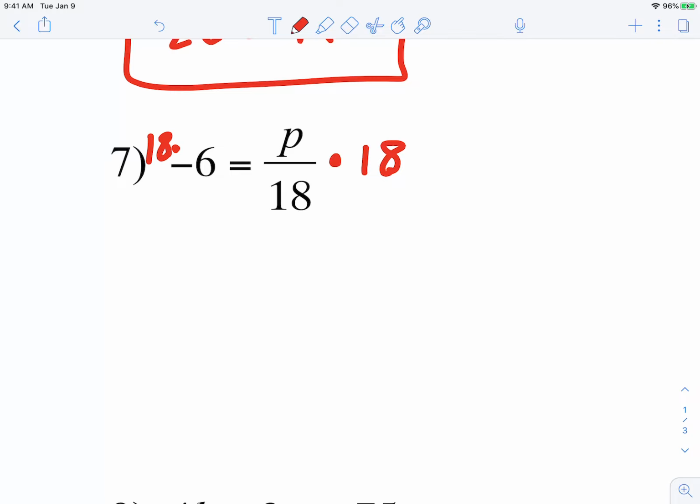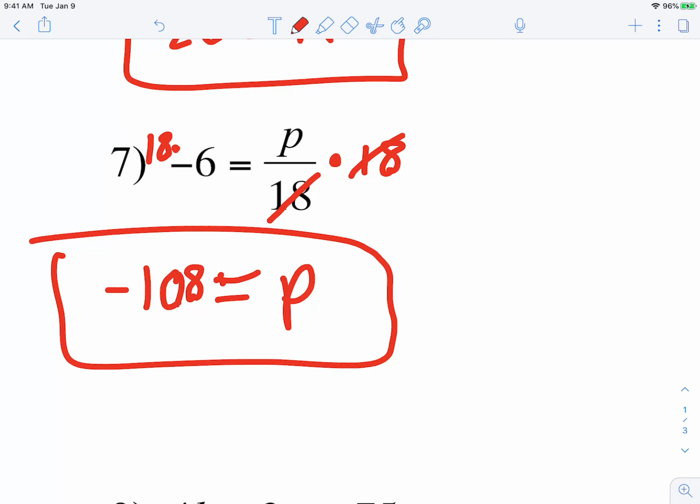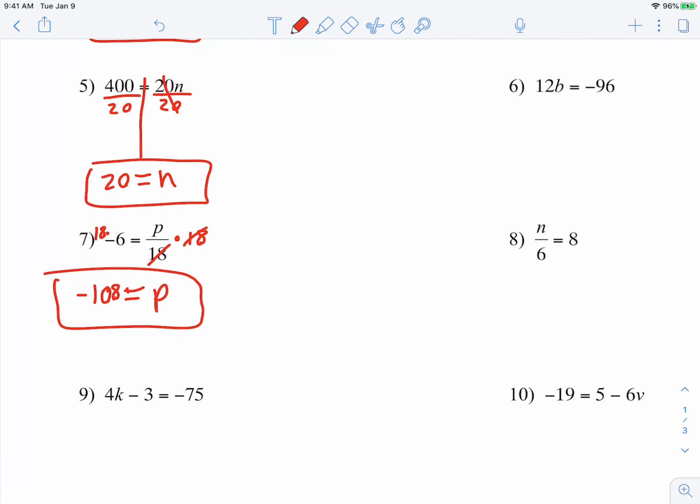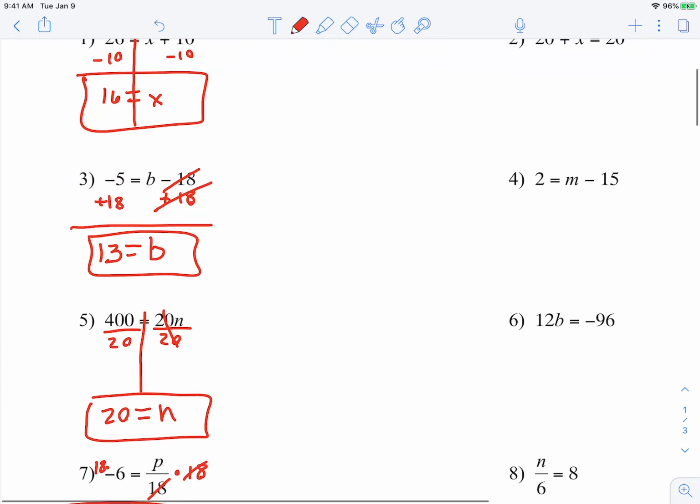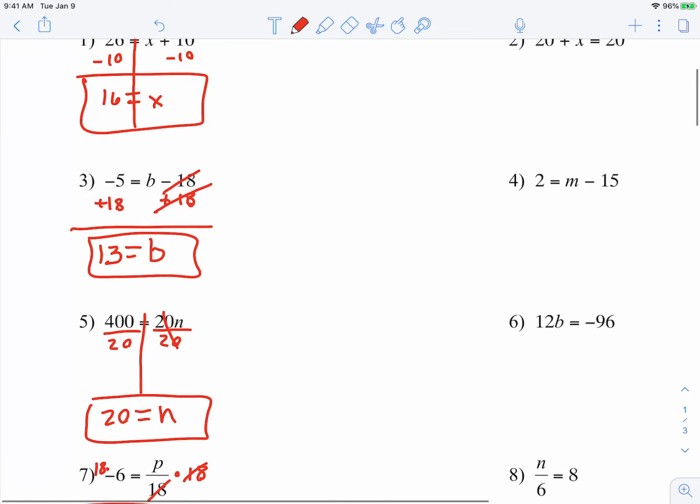And let me grab my calculator. That's a little bigger than I can do here in my head. Those should cancel out. You should have p. 18 times 6 is 108, so this will be negative 108. And that'll be it there on that. Not too bad. So yeah, those are some one-step problems right there, all pretty straightforward for the most part.